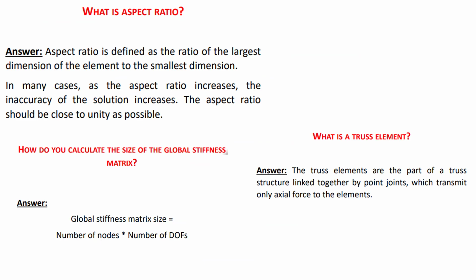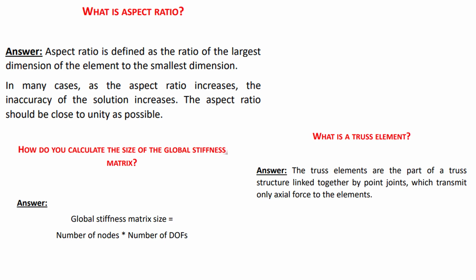Okay, we'll see this aspect ratio, what exactly it is. Once you consider the aspect ratio, it is the ratio of the largest dimension of the element to the smallest dimension. If I consider the triangle, the bottom length is the largest one, right, to the perpendicular length. So this ratio should be equal to 1 or unity. The more it is distorted from 1, the lesser the result accuracy. Remember that.